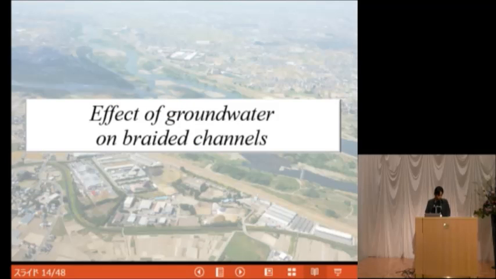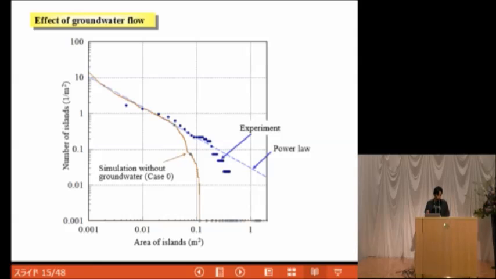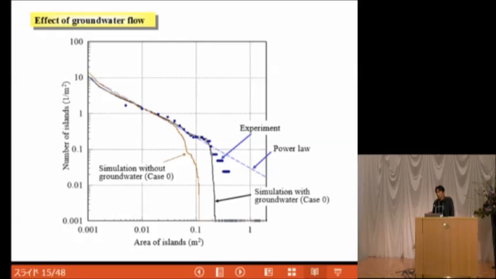Okay, let me show you the effect of the groundwater on the braided channel. This is the result of the experiment. A blue dot indicates the experimental result. When we do not consider the groundwater, for the smaller scale channel, reproducibility is very good. However, for larger scale islands, the model cannot reproduce them. However, if we consider the groundwater, reproducibility for large scale islands is increased.